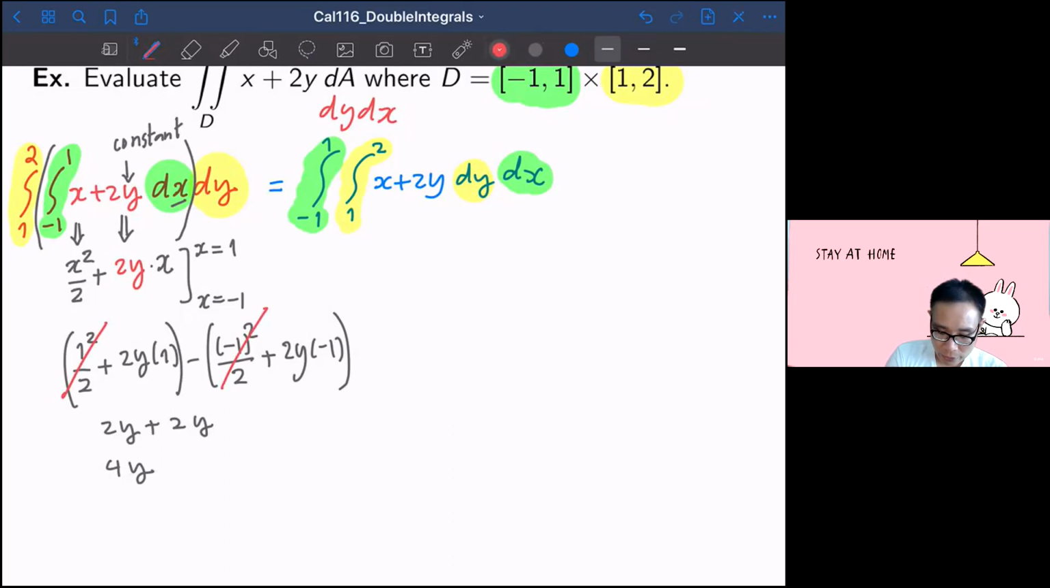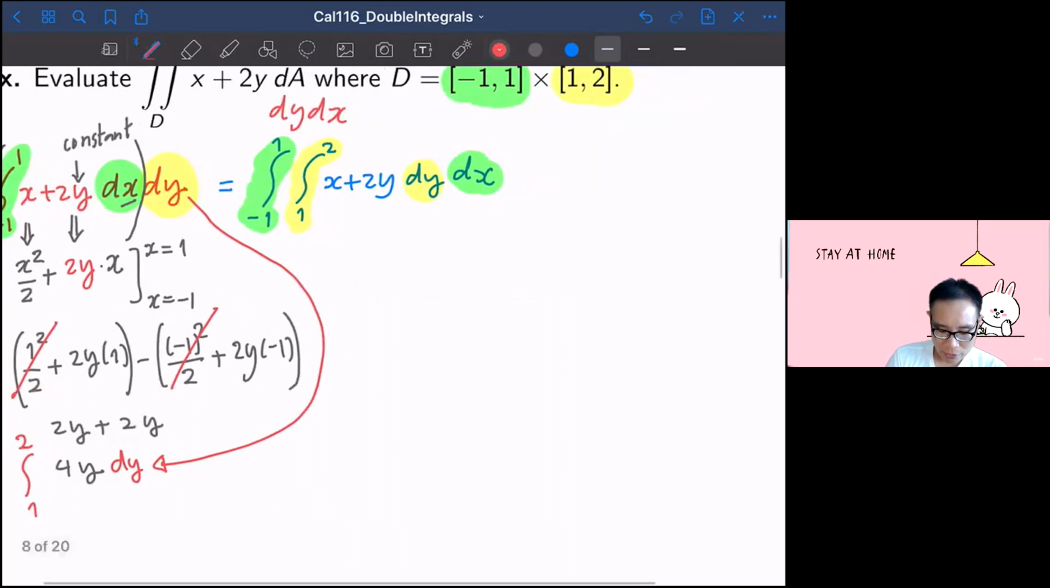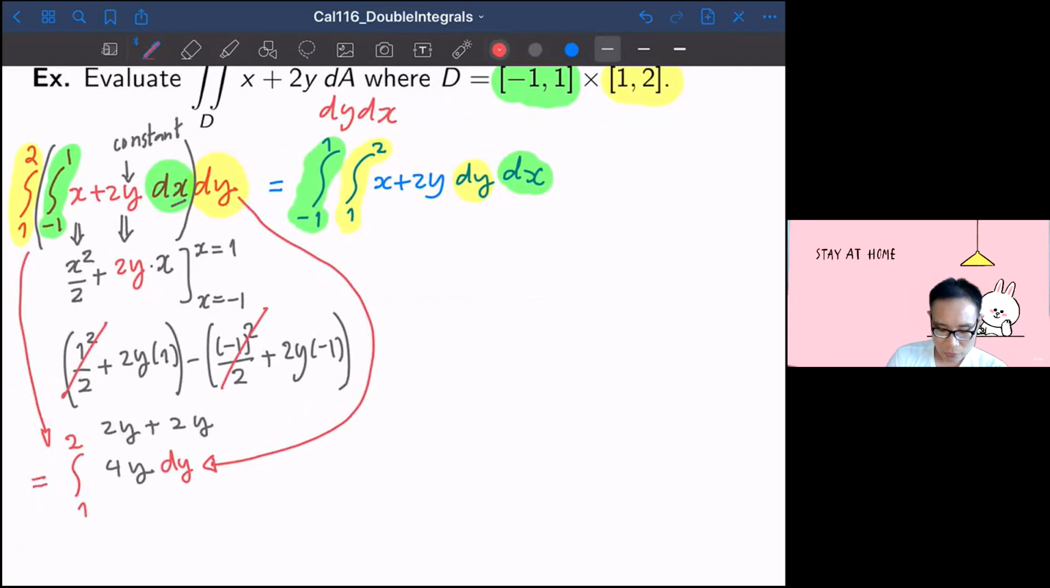Then you're going to have the outside, so you copy down the outside. It's going to be 1 to 2, and for dy you copy dy down. And you see that it turned out to be calculus 1. So this turned out to be equal to the integral, and the inside turned out to be 4y.